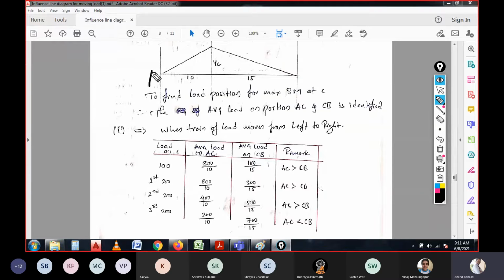So this is the support A, and this is the support B, and this is the support C, right? So the span of AC and the span of BC we can say. For this we have a series of loads. Before that, I would like to explain with this. For this we have series of loads.